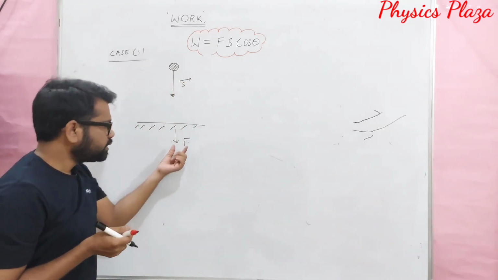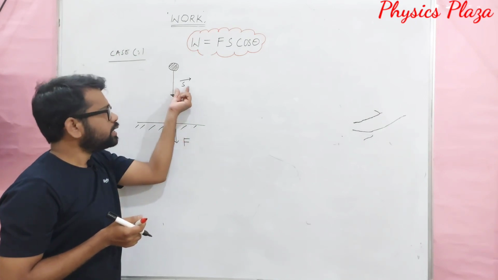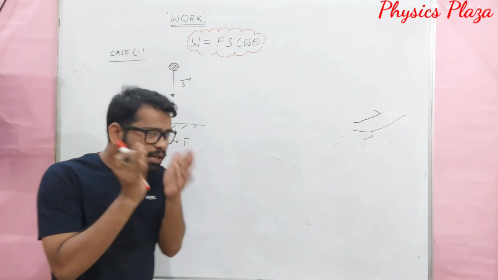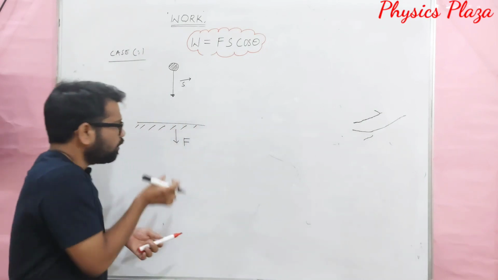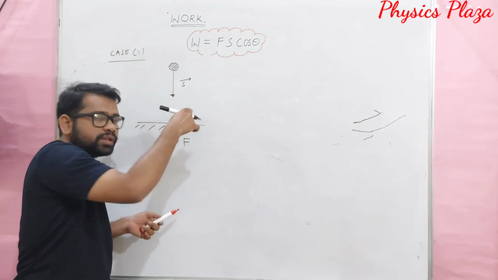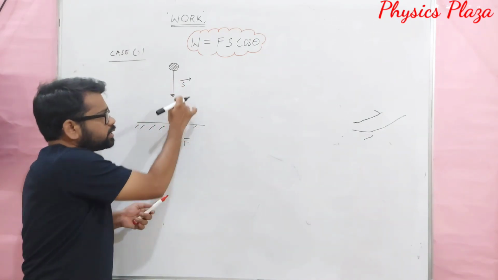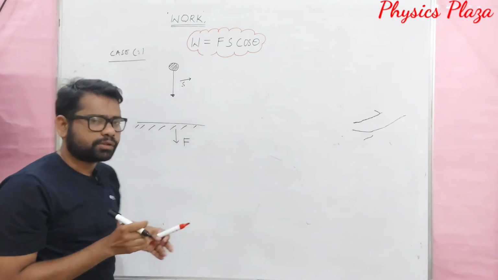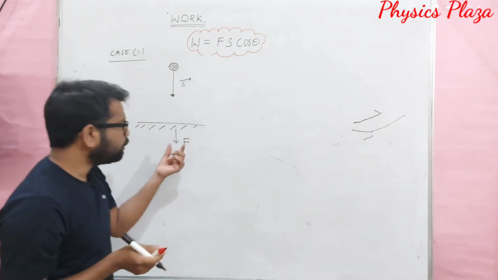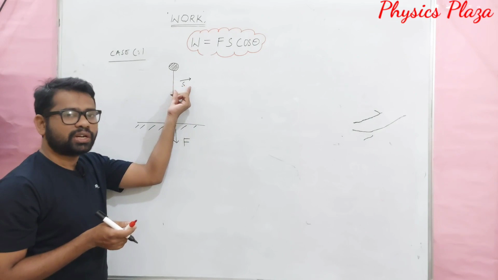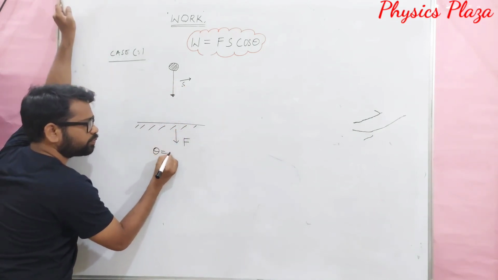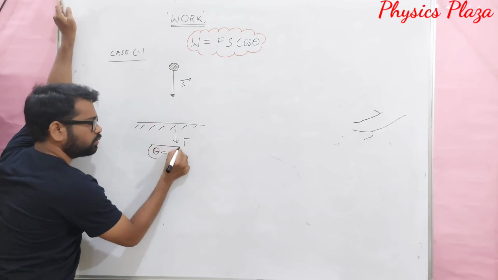Children, F is the gravitational force. S is the displacement of this freely falling body. Just try to see the directions. Force is acting vertically downwards only. Displacement also is vertically downwards only. So, can I say that both are in the same direction? Yes. Both are parallel. Then what will be the angle between force and displacement, children? The angle between force and displacement is 0 degrees. Okay, children? Fine.